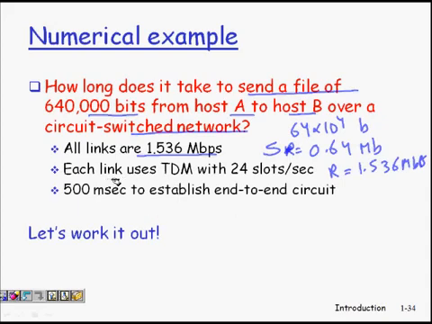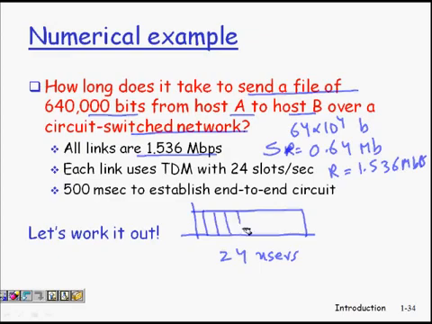But the thing is, it's a TDM with 24 slots per second. So now it is a TDM, which means there are 24 slots in 1 second. So there will be 24 users, and they will be sharing those time slots. So in 1 second, one user will have 1/24 of the slot. So his effective bandwidth will be 1.536 Mbps divided by 24 in reality.